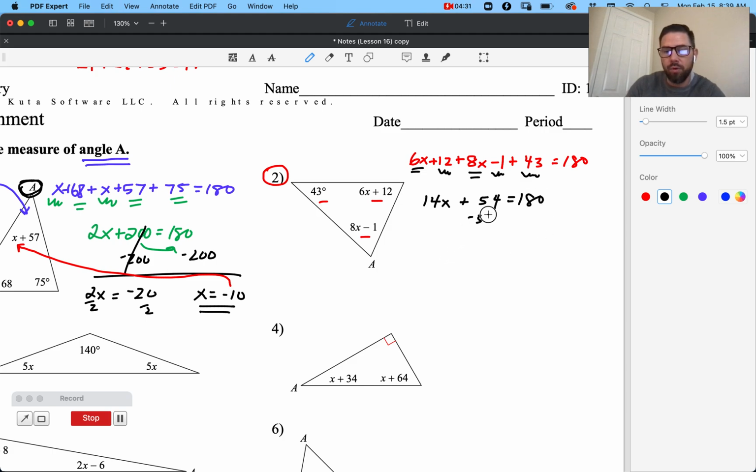Subtract 54 from both sides. 180 minus 54 is 126. So we get 14x equals 126. Divide both sides by 14.